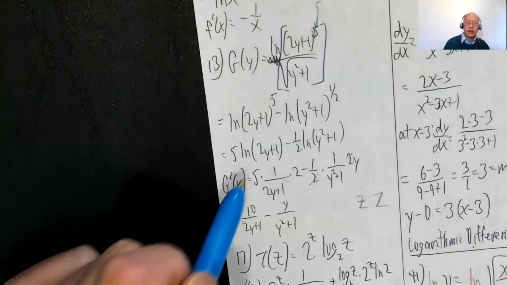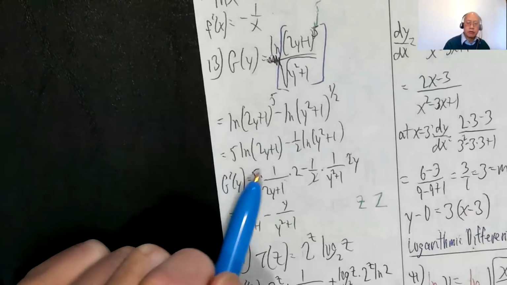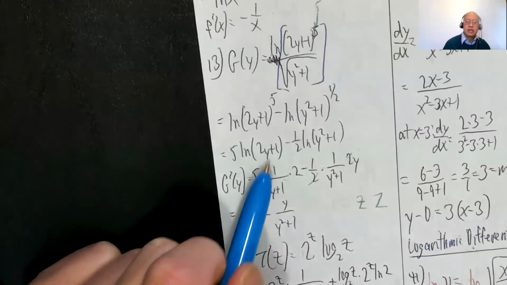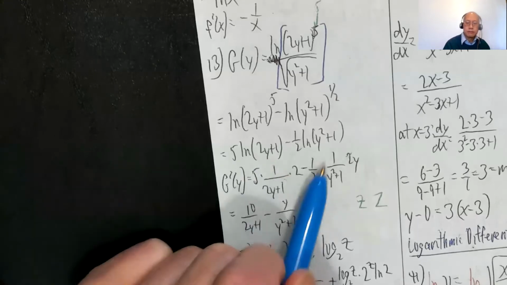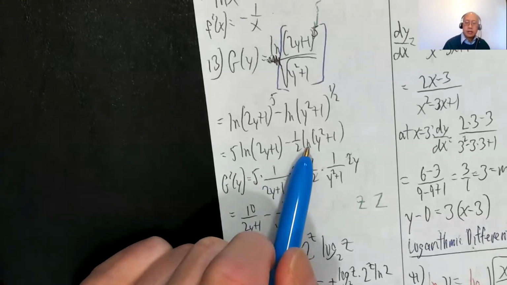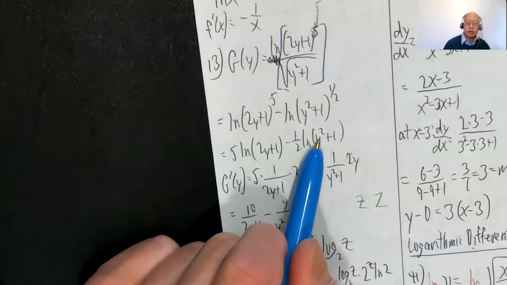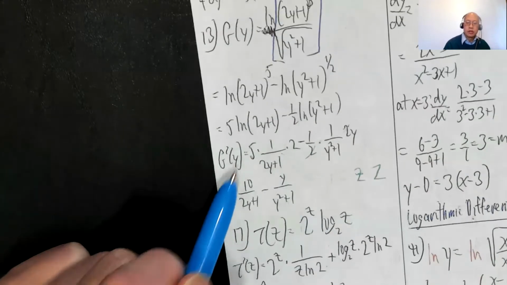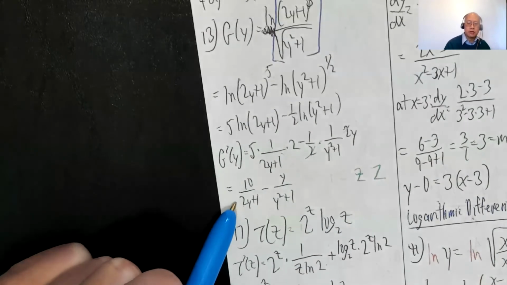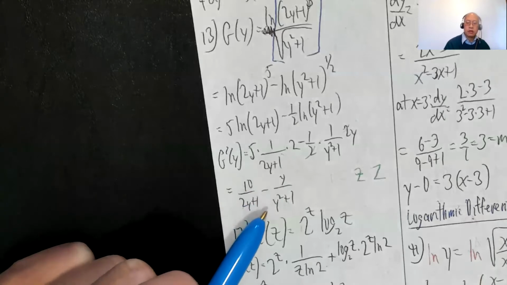g prime of y is 5, constant multiplier, 1 over 2y plus 1 times the derivative of 2y plus 1, which is 2, minus 1/2. Derivative of ln (y squared plus 1) is 1 over y squared plus 1 times the derivative of y squared plus 1, chain rule, which is 2y. So final answer is 10 over 2y plus 1 minus y over y squared plus 1.